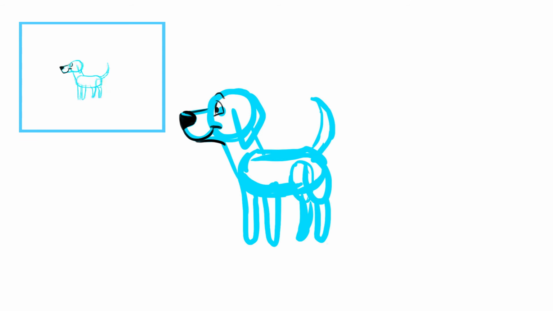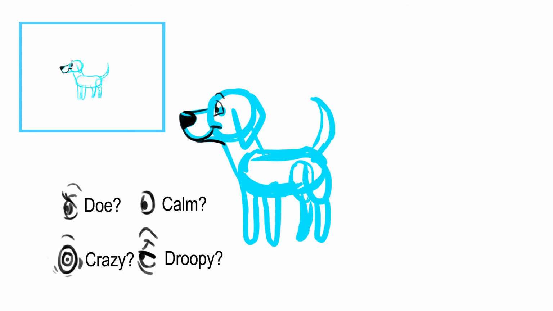So have a think of what kind of eyes your dogs have. So some dogs have very calm and relaxed eyes. Some might have really crazy and excited eyes, you know, where they might be, oh, I just want to go on my walk. Some have very droopy eyes, like a basset hound or a great dane. They look very tired.